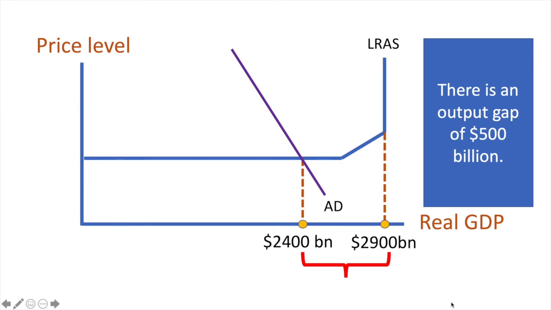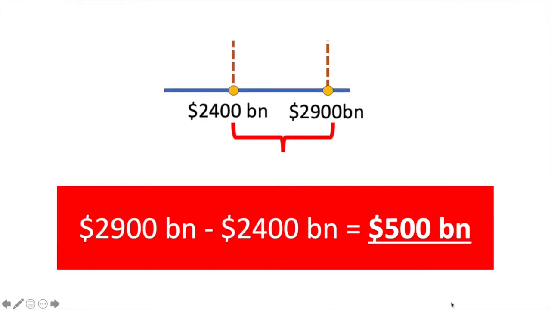If you're not sure how I came up with the $500 billion figure, it is quite straightforward. The $500 billion gap has been identified by subtracting the current level of real GDP, or $2,400 billion, from the level of real GDP at full employment, which is $2,900 billion. In short, we could say the economy is currently producing $2.4 trillion worth of goods and services, but has the potential to produce up to $2.9 trillion worth of goods and services given their current resources. So the end result is a $500 billion gap.